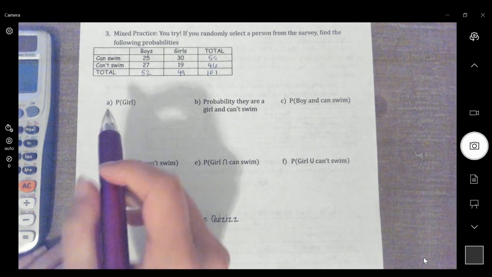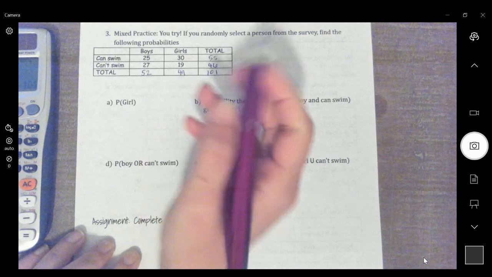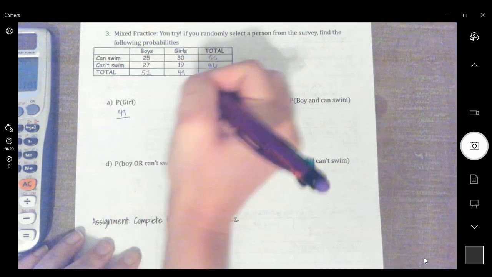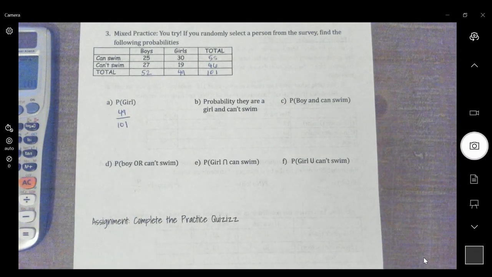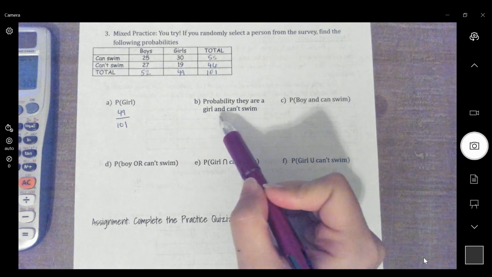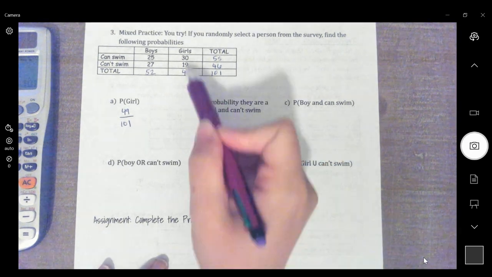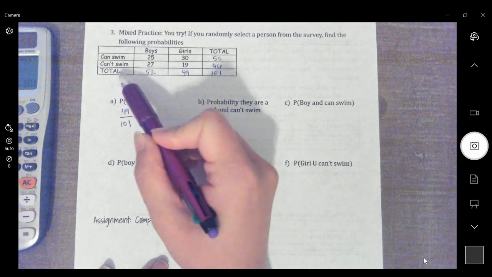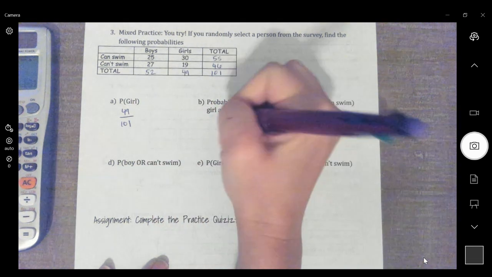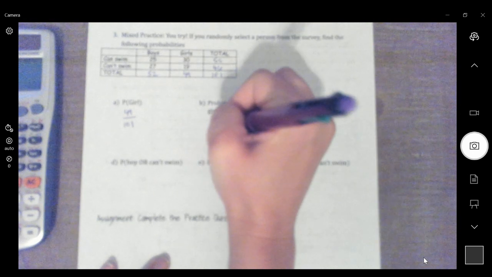So find the probability that we select a girl. How many girls are there? There's 49 out of my total, so out of 101. All of these are going to be out of 101 since they're probability. B, find the probability they are a girl and can't swim. So I need to find the girls that can't swim. Girl and can't swim, so 19 out of 101.